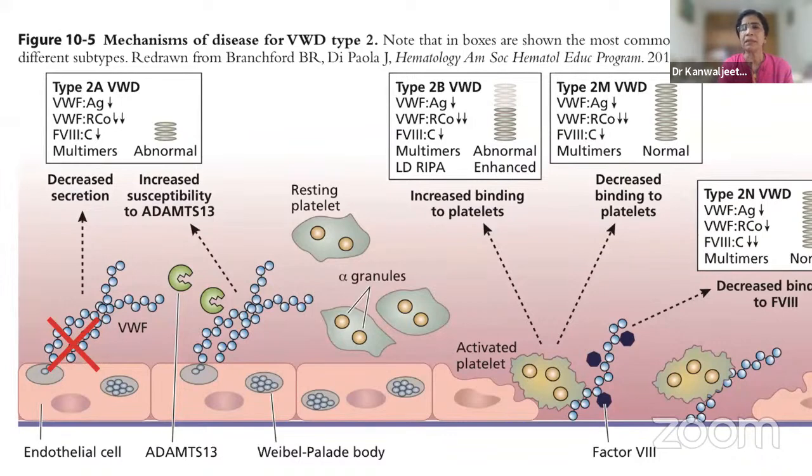Another type is increased binding to platelets, type 2B. In this case, we can see abnormal blood. The patient may come to us with thrombocytopenia, with bleeding, and low von Willebrand factor levels. What happens is increased binding of von Willebrand factor to platelets leads to increased consumption of both of them and a bleeding tendency. So it is important to look at the smear. We may see giant platelet clumps in a patient with thrombocytopenia.